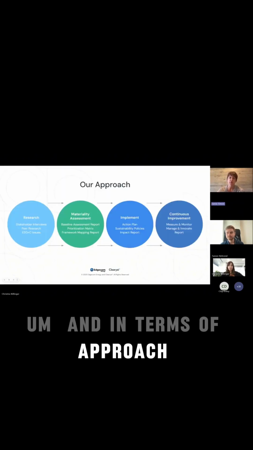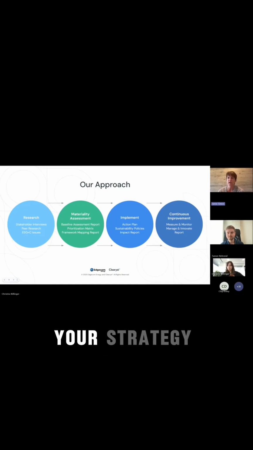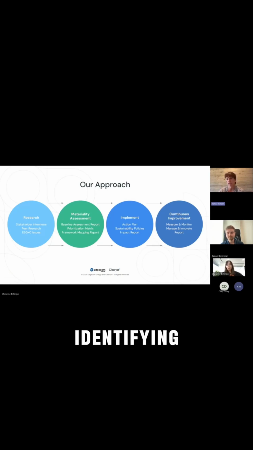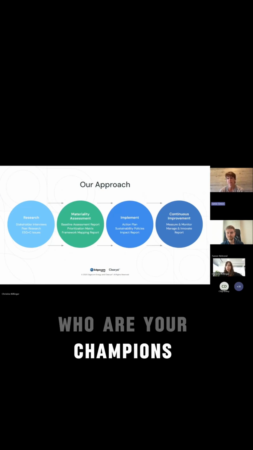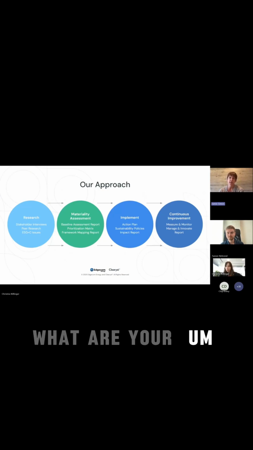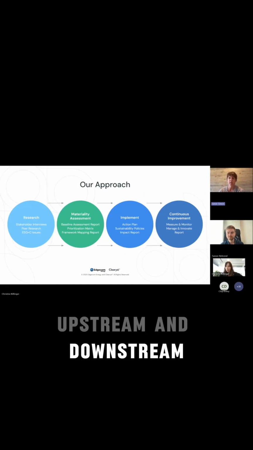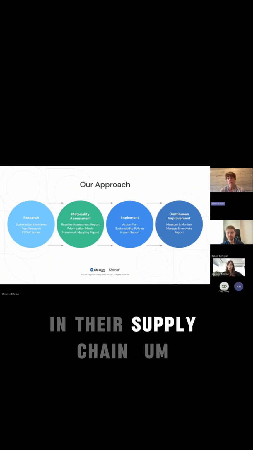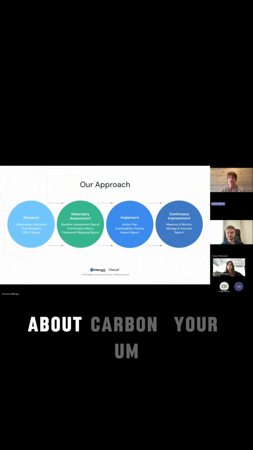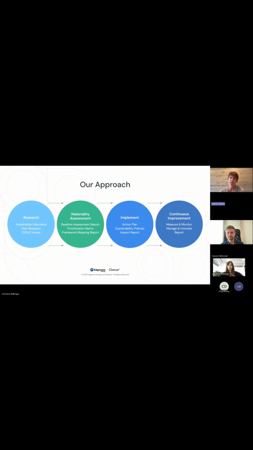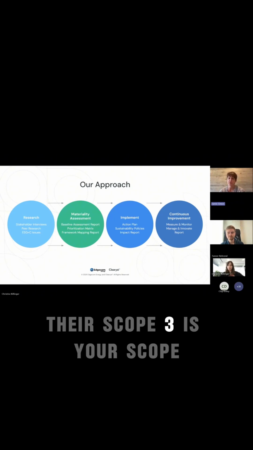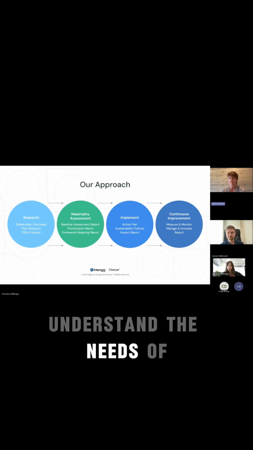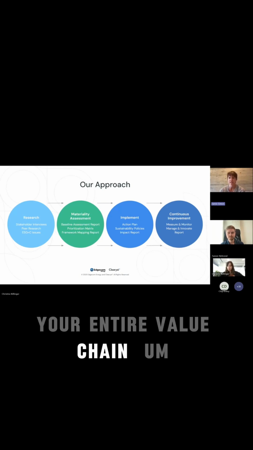And in terms of approach, when you're beginning to outline your strategy, there's a lot of research and data that's collected, identifying who your stakeholders are, who your champions are, what your peers upstream and downstream are looking for in terms of meeting their compliance and what they want in their supply chain. When you're thinking about carbon, their scope 3 is your scope 1 and 2. So it's really important to understand the needs of your entire value chain.